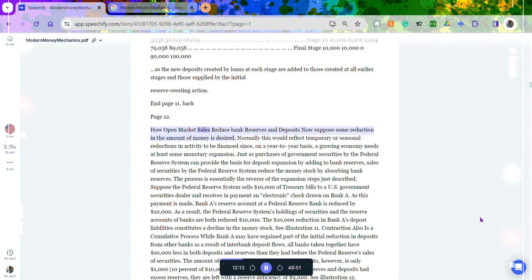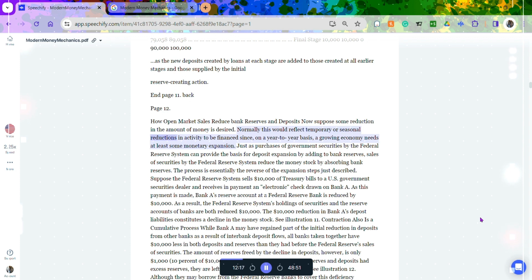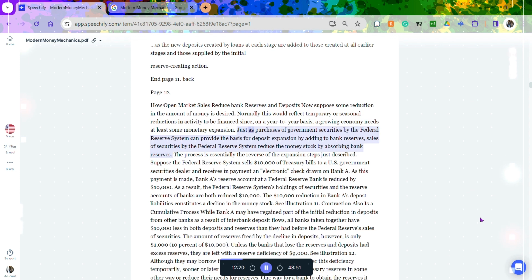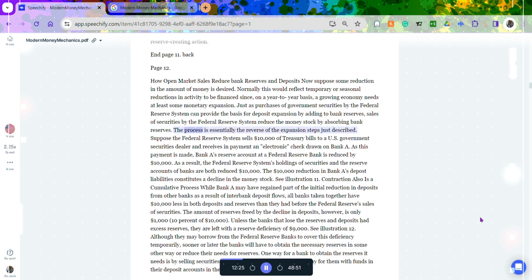How open market sales reduce bank reserves and deposits. Now suppose some reduction in the amount of money is desired. Normally this would reflect temporary or seasonal reductions in activity to be financed since, on a year-to-year basis, a growing economy needs at least some monetary expansion. Just as purchases of government securities by the Federal Reserve System can provide the basis for deposit expansion by adding to bank reserves, sales of securities by the Federal Reserve System reduce the money stock by absorbing bank reserves. The process is essentially the reverse of the expansion steps just described.